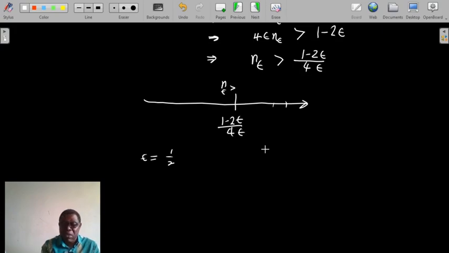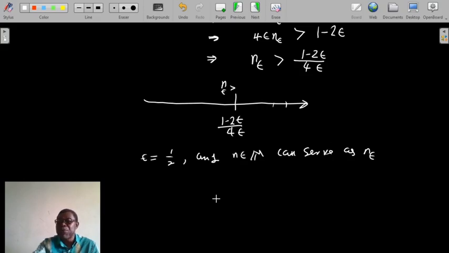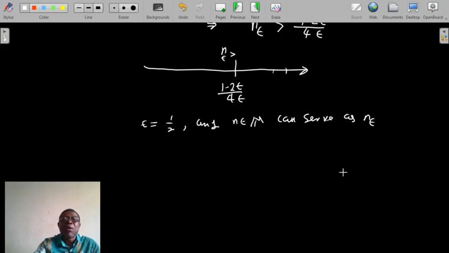So for epsilon equals half, any n in the natural numbers can serve as n epsilon in the above computation. Now, if epsilon is bigger than half, this number will be negative. And if this is negative, then any natural number will work for epsilon bigger than half. So any natural number will work for epsilon bigger than or equal to half.